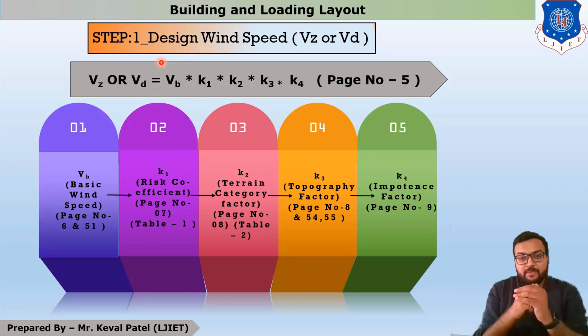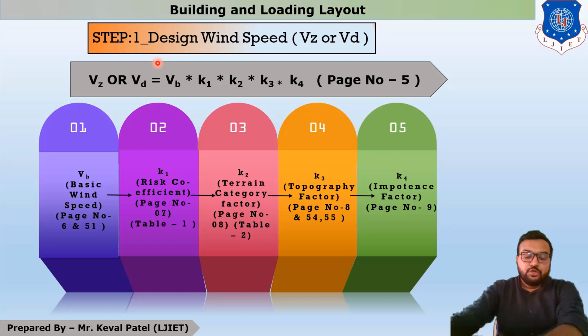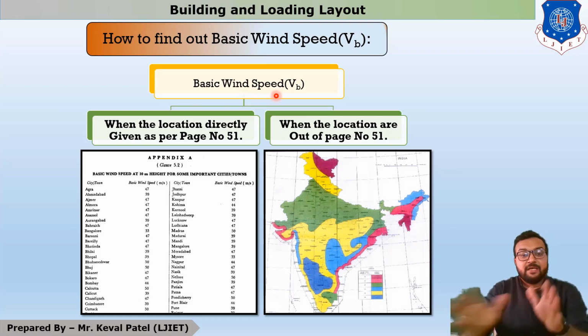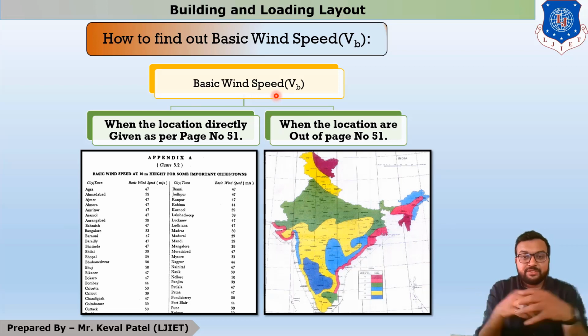So what is Vb? Basically Vb is the basic wind speed. You can see that basic wind speed can be found from page numbers 6 and 51. So Vb is the basic wind speed and it will depend on the location, that is, at which location you have to design the building.